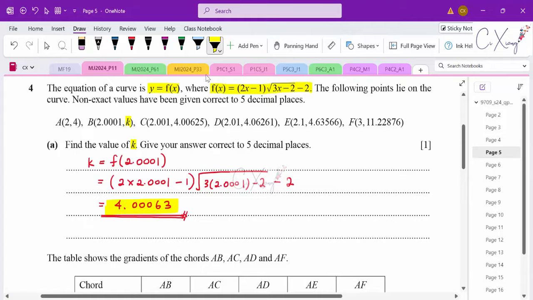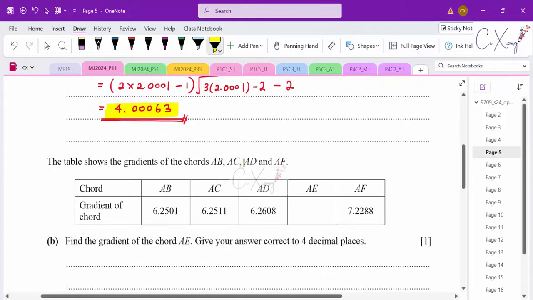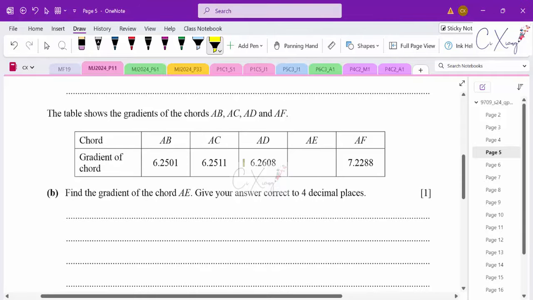Okay, so let's have a look at the second part, part B. For part B, they tell us that the table shows the gradient of the chords AB, AC, AD, and AF. They want us to find the gradient of AE. Give your answer correct to 4 decimal places. So to find out the gradient of AE, we just need to use the coordinates of both points, and calculate it.